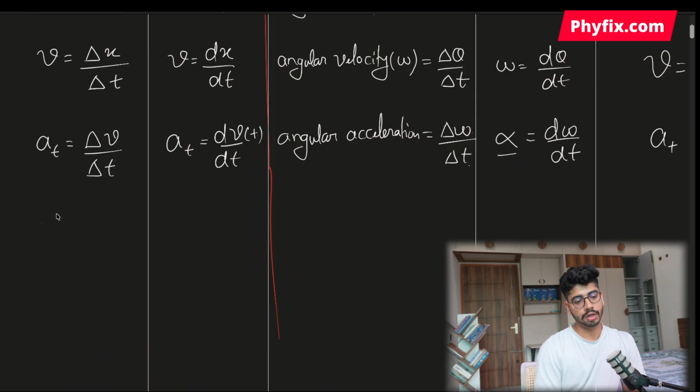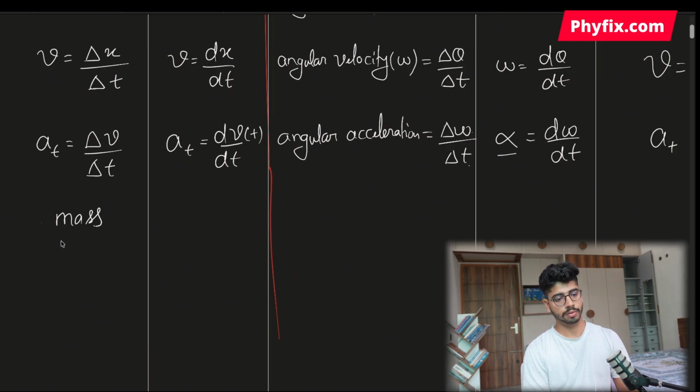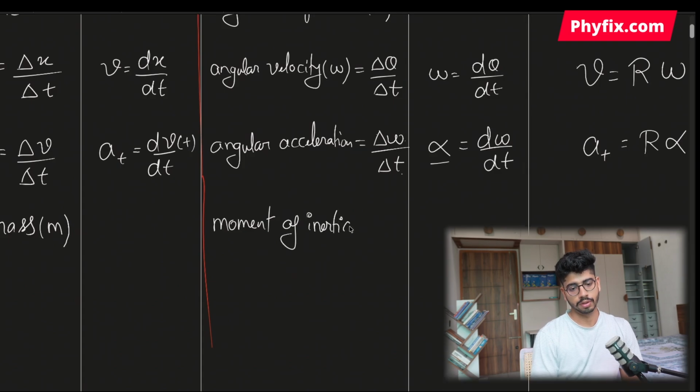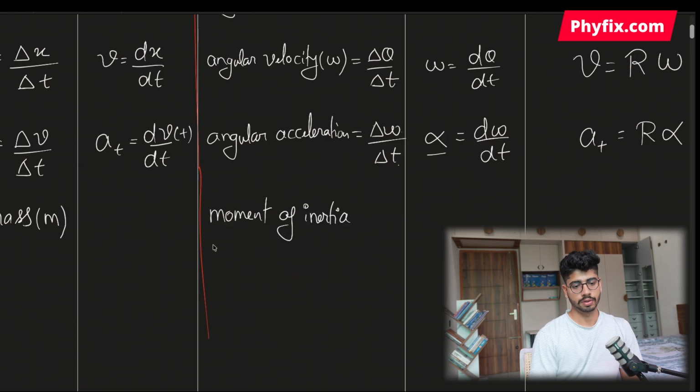Then we have the role played by the mass here. The same role is played by the moment of inertia in this one. Moment of inertia is the I variable that we write.